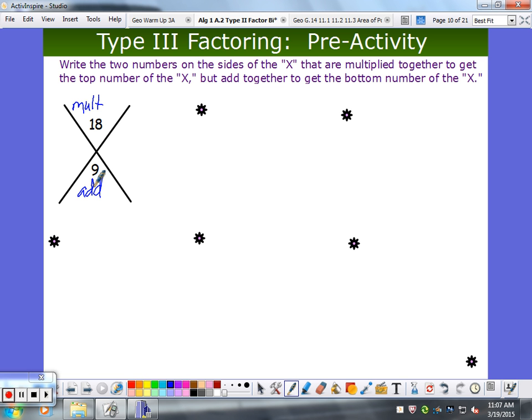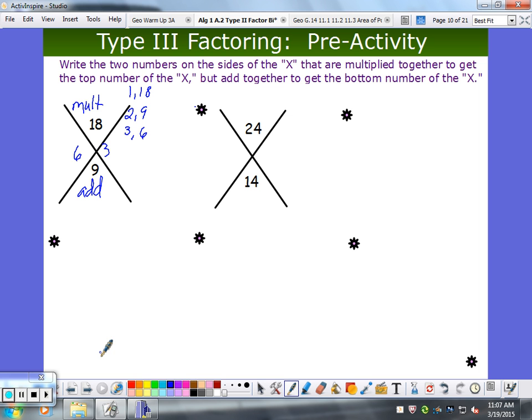Two numbers, they multiply to 18. And if you're having trouble, you've got to think, well, how do I get to 18? 1 times 18, 2 times 9, and 3 times 6. And then you add them and say, well, which ones are the ones I want? Which one? 3 and 6. Can I say 6 and 3? Yes. Can I say 3 and 6? Yes. Does it matter? No. All right, let's try this one now.